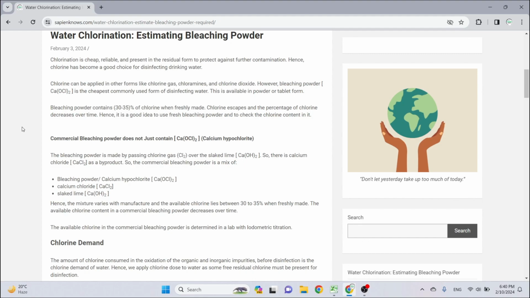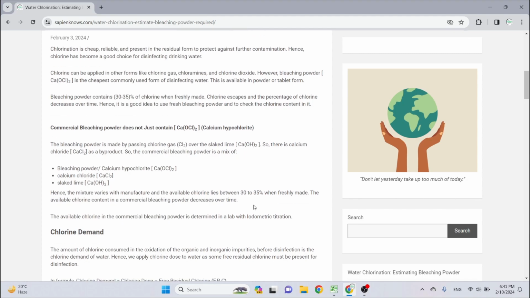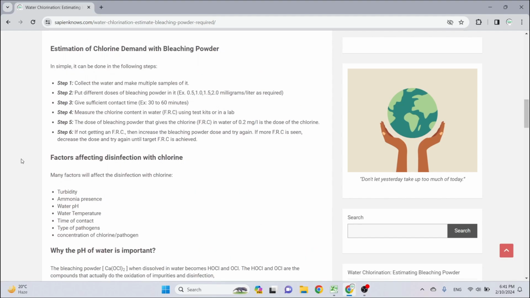Also, commercial bleaching powder does not contain only calcium hypochlorite, but is a mixture of calcium hypochlorite, calcium chloride and slaked lime. Hence the available chlorine content in bleaching powder lies at a maximum of 30 to 35% when freshly made. However, it goes on degrading over time. The actual available chlorine in the bleaching powder goes on decreasing. So for freshly made bleaching powder, the available chlorine should be checked in the lab with the iodometric titration method. How to estimate the chlorine demand in bleaching powder?